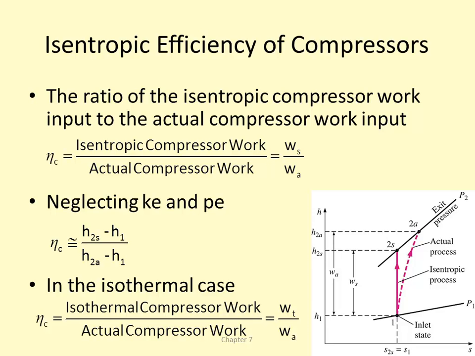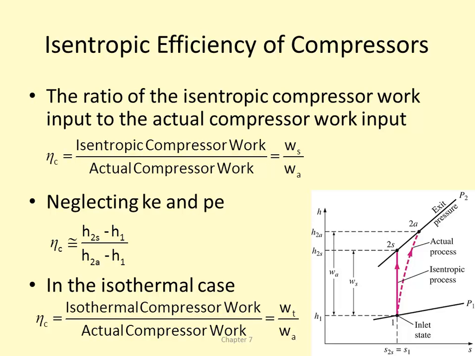We also developed some efficiencies based on the isentropic case versus the actual case. So isentropic efficiency for a compressor is the isentropic compressor work divided by the actual compressor work. So this would be like our desired output, but this is our actual output. And if we neglect any kinetic and potential energies, then this is the equation that we would use, where H2s is the enthalpy if our process was isentropic.